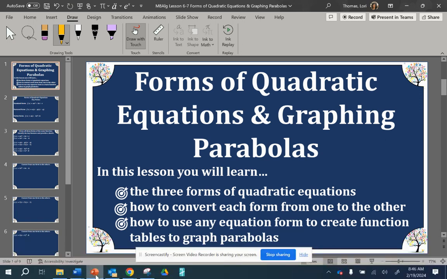In this lesson, we're going to take a look at the three different forms of how we can represent quadratic functions as equations. We're also going to look at the key points that each of these forms provide so we can graph our function called a parabola.